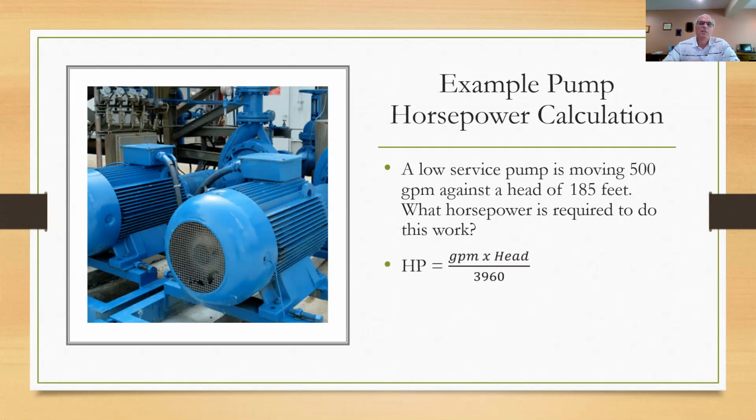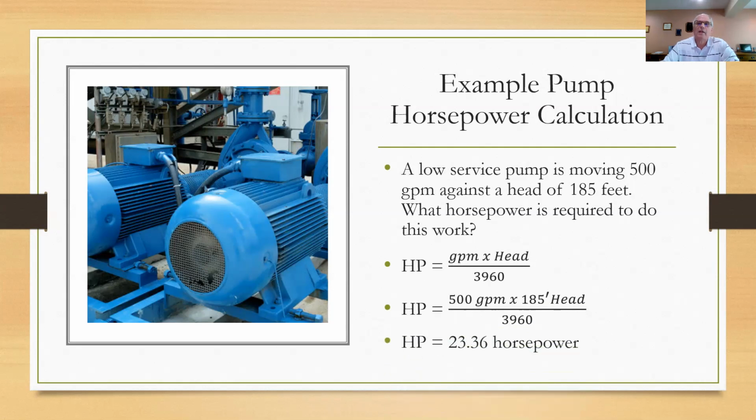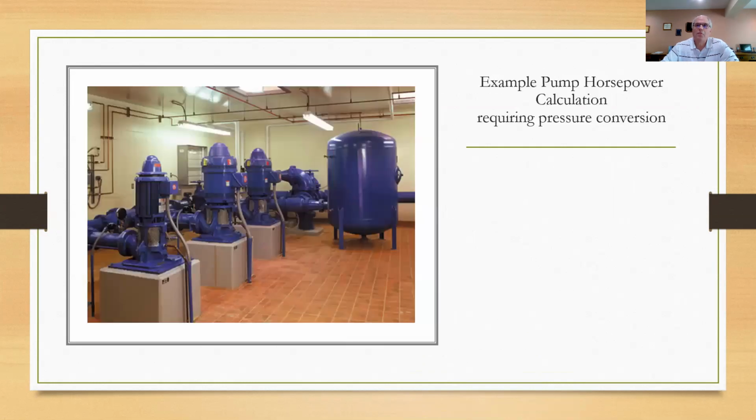Okay, so I set the formula: horsepower equals gallons per minute times the head divided by 3960. Plug the numbers in, comes up to 500 gallons per minute times the 185 foot head divided by 3960. And the horsepower I come up with is about 23.36 horsepower work being done. Here's another example, but on this one, they give you the pressure rather than the head, and you've got to do a quick conversion.